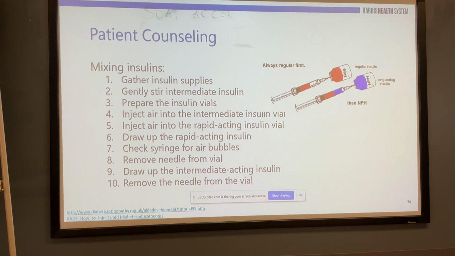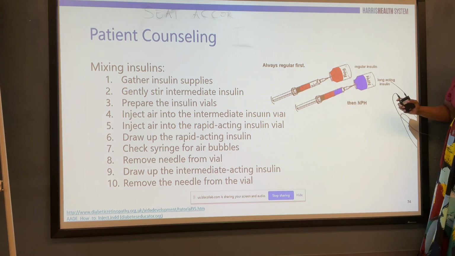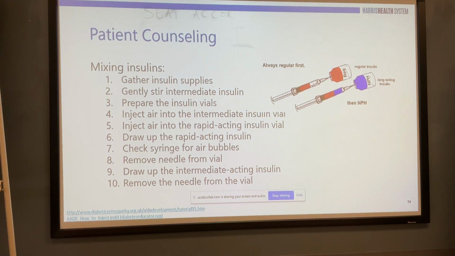Mixing insulins can be confusing, but it can help patients reduce injections. Some insulins are compatible together. You can mix regular insulin with NPH, for example, in the same syringe. You can draw up the regular insulin first and draw up the NPH second, and the patient can inject them 30 minutes before a meal.